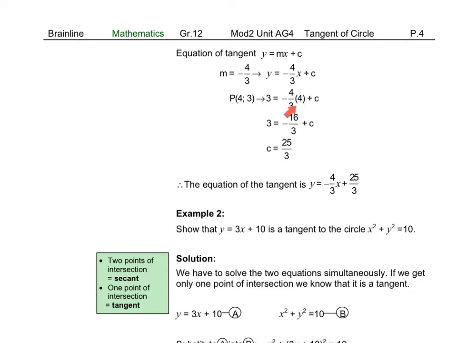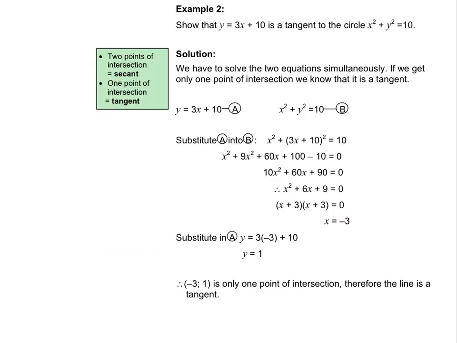Now if I solve it, the minus 4 over 3 times 4 becomes minus 16 over 3. If I take my minus 16 over 3 to the left hand side, it becomes a plus 16 over 3. And 3 plus 16 over 3 gives me the c value equal to 25 over 3. Now I must put my m and my c value back into my standard equation, and therefore I can say that the equation of the tangent is y equal to minus 4 over 3 x, plus the c value 25 over 3.